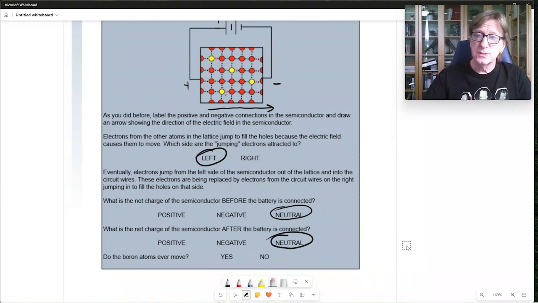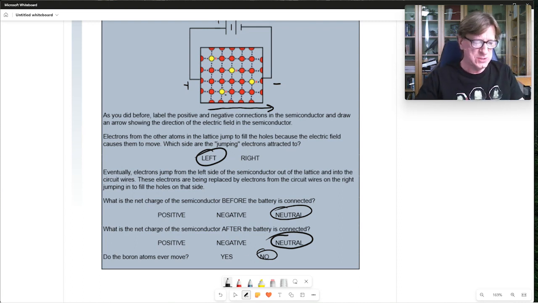So what you want to ask yourself now is, do the boron atoms actually move? Stop and think about that. The boron atoms are those yellow little circles that we have there. Are they moving through the lattice? Well, it should be pretty obvious that no, they're not moving, right? They're stuck in the lattice. It's the electrons that are moving. And you may say, well, okay, yeah, that's obvious. Why would we care so much about that?